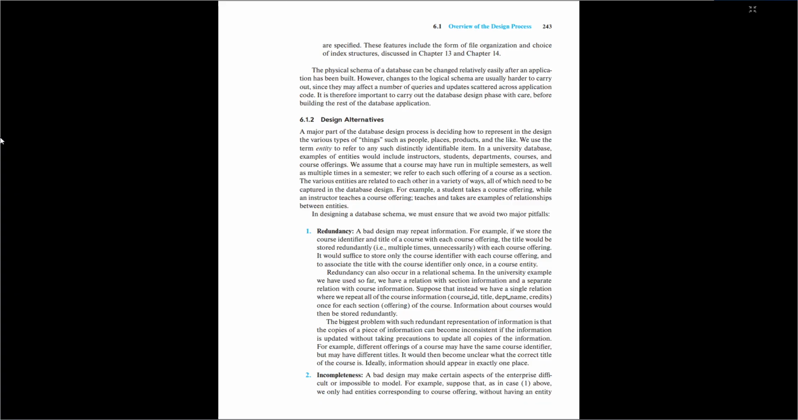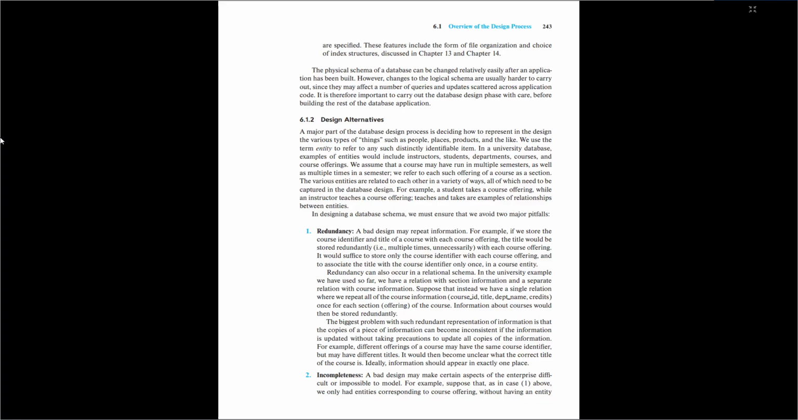1. Redundancy. A bad design may repeat information. For example, if we store the course identifier and title of a course with each course offering, the title would be stored redundantly, i.e., multiple times, unnecessarily, with each course offering. It would suffice to store only the course identifier with each course offering, and to associate the title with the course identifier only once, in a course entity.